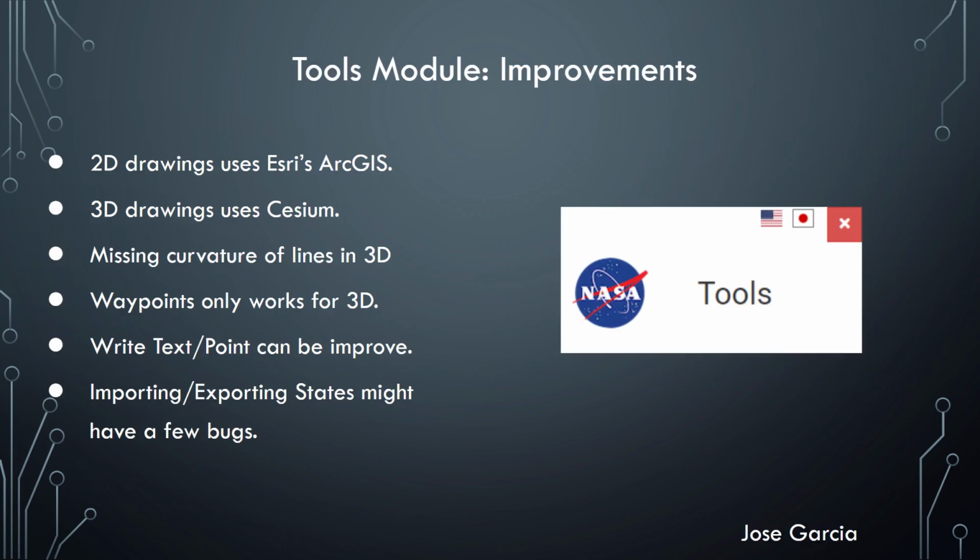Tool module improvements. The 2D drawing is made using Esri. The 3D drawing is made using Cesium. The 3D lines appear to not have a curvature when placed on top of the moon. Thanks to our advisor and liaisons that spotted this. The waypoint only works for 3D. In the future, it can be implemented for the 2D.